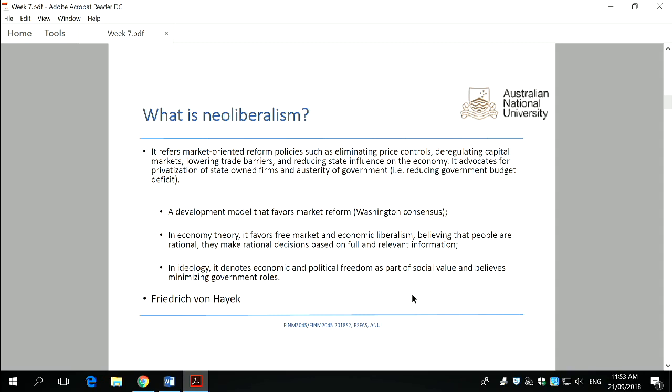A Chinese translation. I think it's called 通往奴役之路. Anyway, this is the most famous book he wrote, and then he became a Chicago professor, etc. So the basic idea is he promotes the free market.